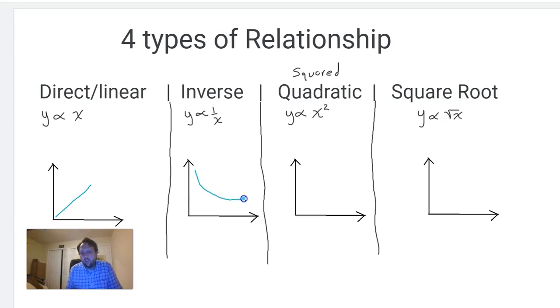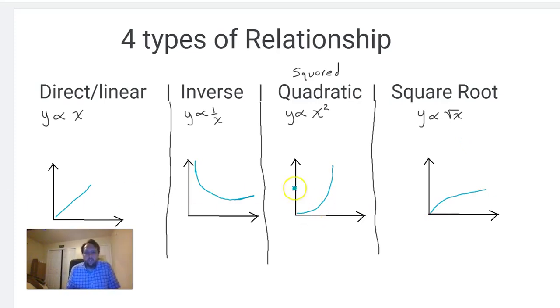Inverse, it looks sort of like this. Again, it can be shifted around a little bit, but the idea is it has that curve to it. X squared will go up like this, and square root looks sort of like that. And again, these can be moved around. We often draw them from the origin, and I should probably draw that one from the origin so it looks a little neater. But depending on your situation, it doesn't have to be. It could be shifted.